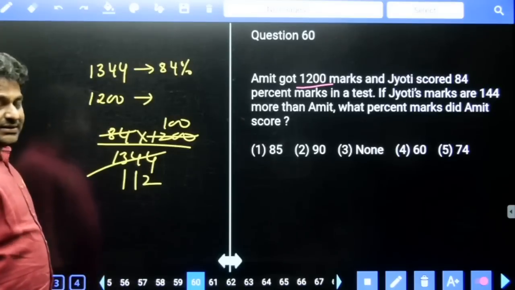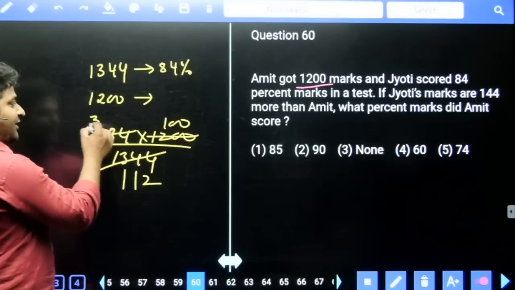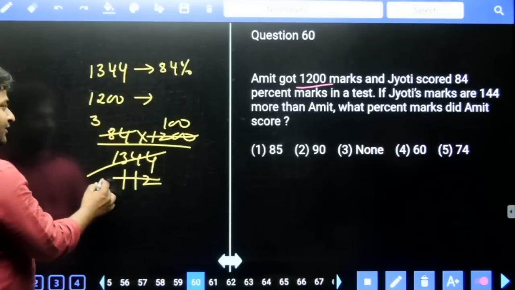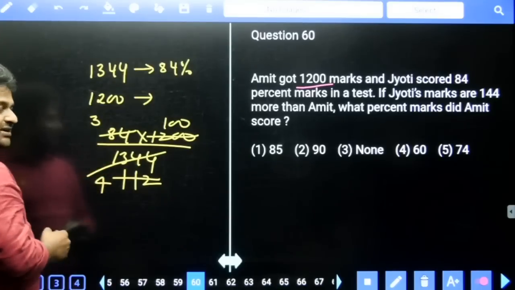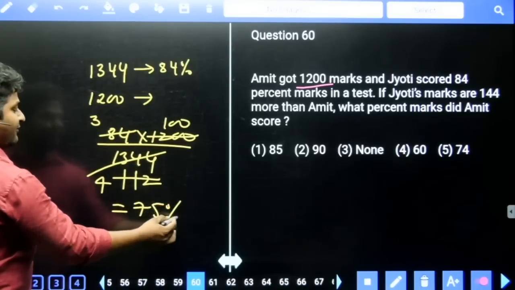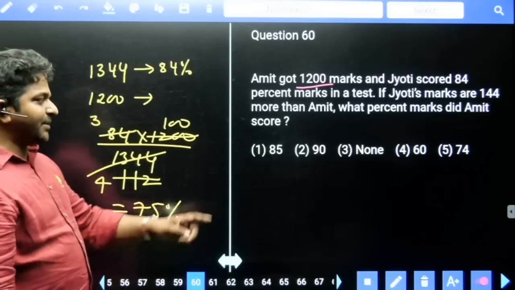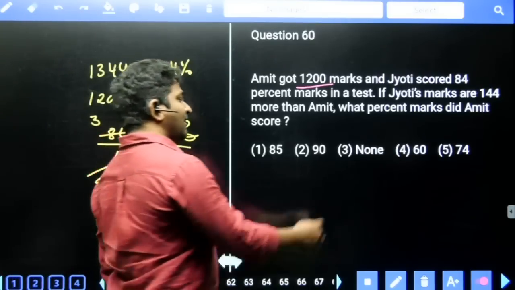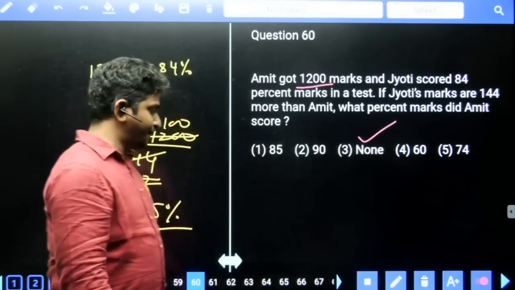Cancellation with 28. 28, 3 times here. 28, 4 times here. 3 by 4, in the sense 0.75 into 100, that is equal to 75%. 75% is our final answer, which is not there. Answer is none of this.